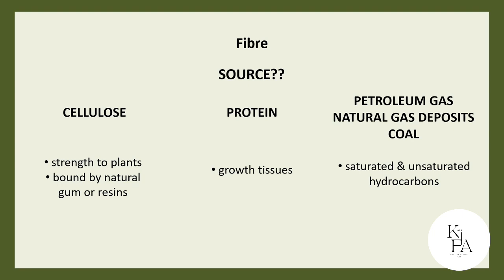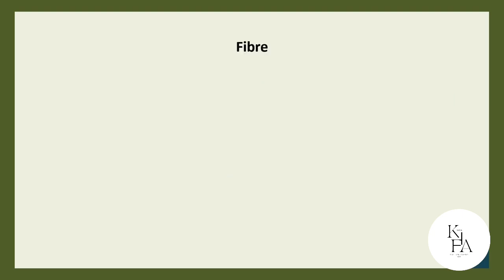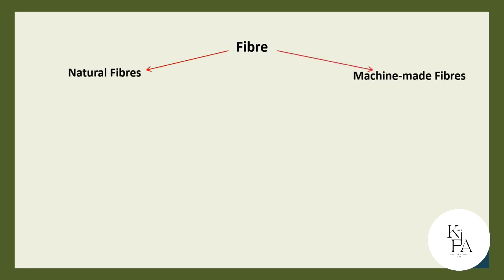Now let us move on to the classification of fibers. Textile fibers are broadly classified into natural and machine-made fibers. The fibers that are of natural origin are natural fibers, which are further divided into three categories: vegetable fibers, animal fibers and mineral fibers. The machine-made fibers are synthesized and processed artificially and are further divided into three: regenerated fibers, synthetic fibers and inorganic fibers.